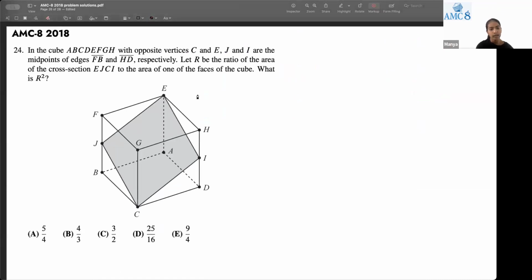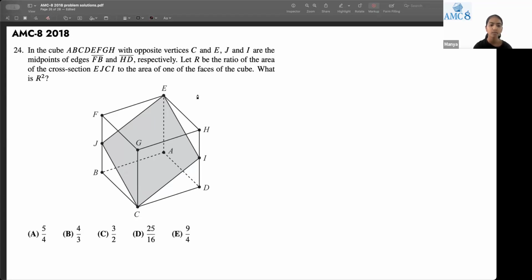Problem number 24. In the cube A, B, C, D, E, F, G, H, with opposite vertices C and E, J and I are the midpoints of edges F, B, and HD respectively. Let R be the ratio of the area of the cross-section EJCI to the area of the faces of the cube. What is R squared?